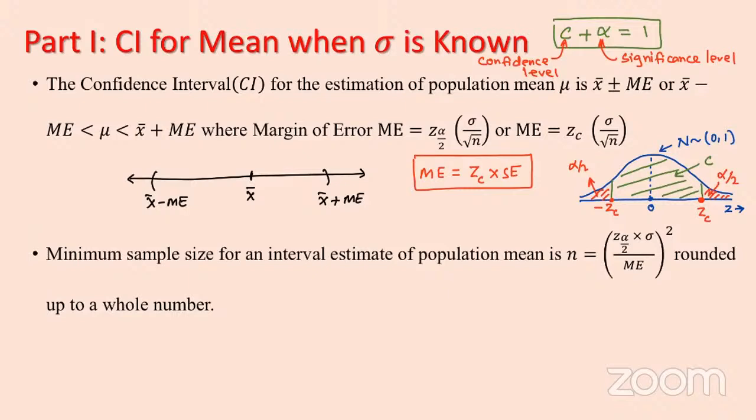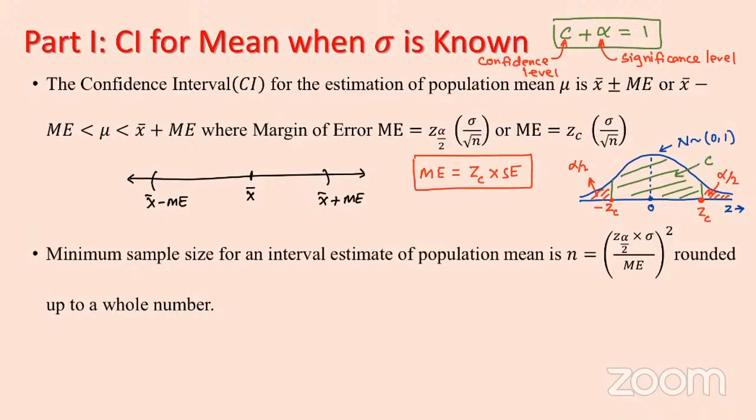Now, in order to find this margin of error, you have to check whether the population standard deviation is given or not. If the population standard deviation is given, then the formula for margin of error is Z critical times standard error. If the population standard deviation is not given, it will be something different, and we are going to look at that in our second part. In the first part, it's only when the population standard deviation is given. So this is the case of calculating the confidence interval.